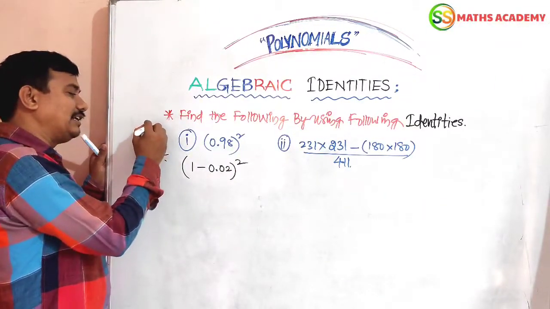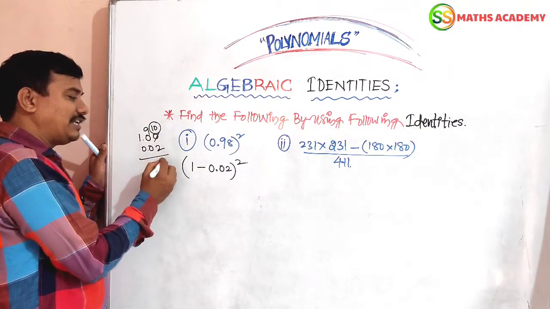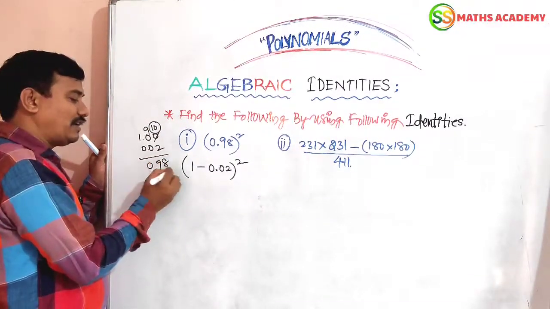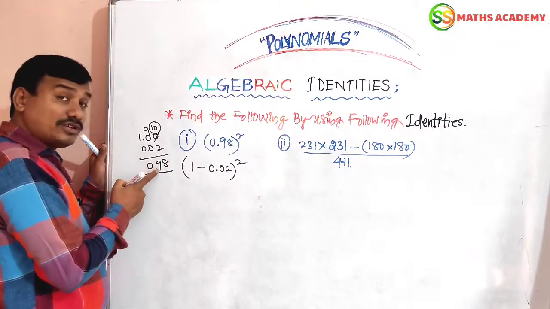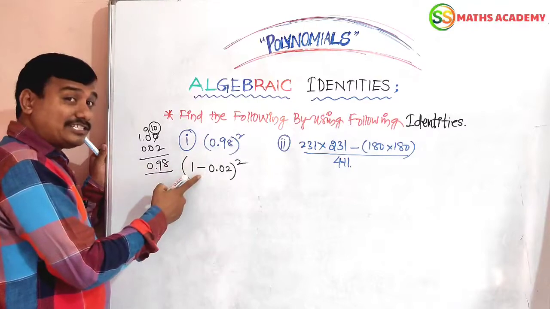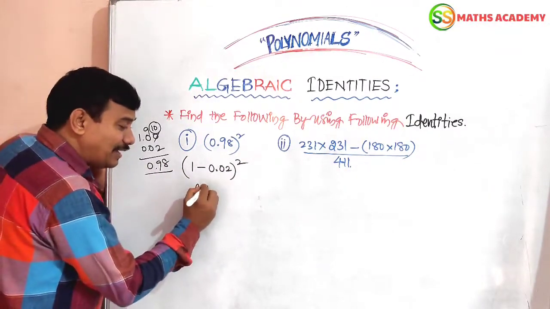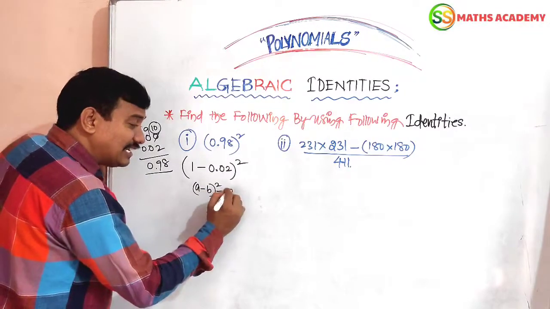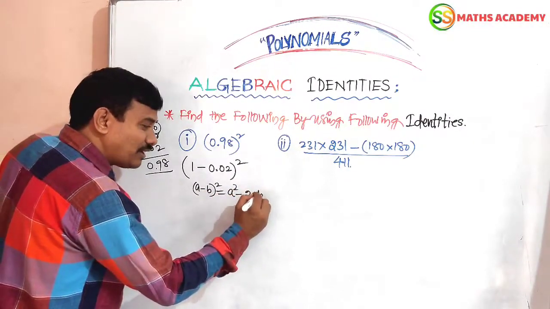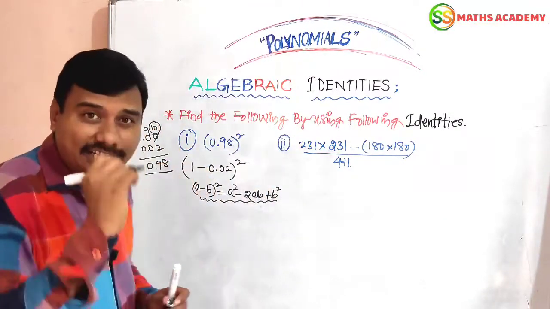Nothing but carry 10 here, 9. 10 minus 8, 9, 9, 0.98. Yes, 1 minus 0.02 is nothing but 0.98. So 0.98 can be expressed as (1 minus 0.02) whole square. It is in the form of (a minus b) whole square, friends. (a minus b) whole square is nothing but a square minus 2ab plus b square. This is the second algebraic identity, friends. Remember.